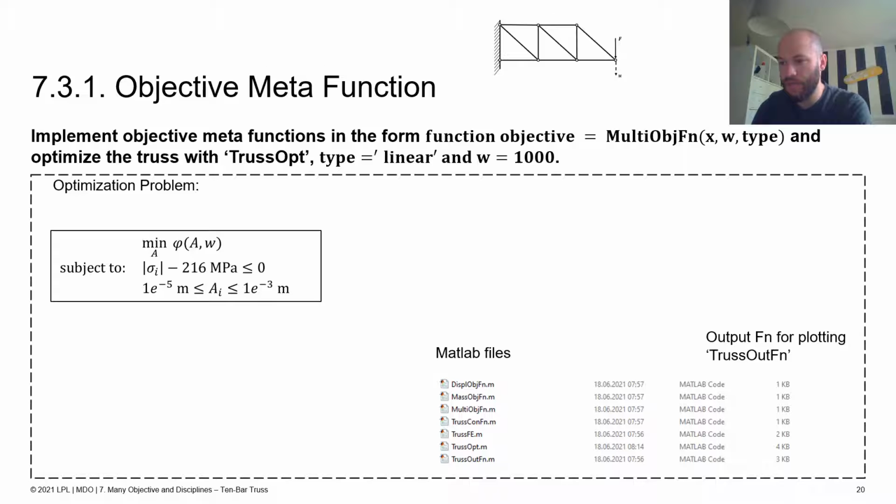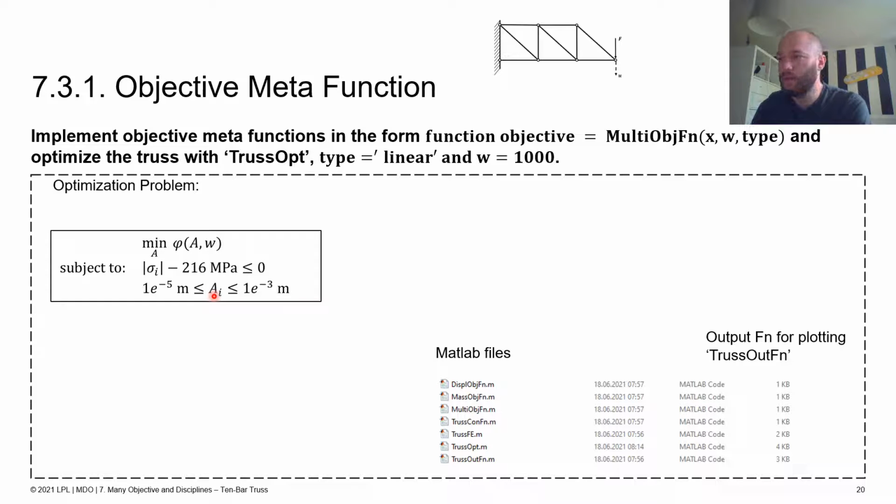Before we start with the actual exercise, I want to introduce the optimization problem. So now in the official mathematical form, we have our meta objective function phi, which is optimized with respect to the cross-section area. So these are the design variables. And on top we have a weight, which is not affected by the optimization itself, but can change the meta objective function. And on top we have a nonlinear constraint here for the material strength, and we have lower and upper bounds for the design variables.